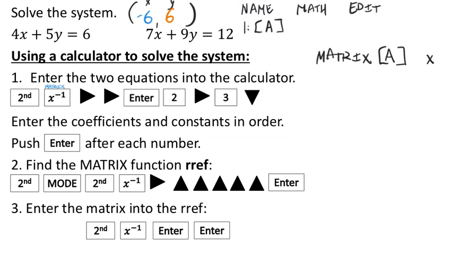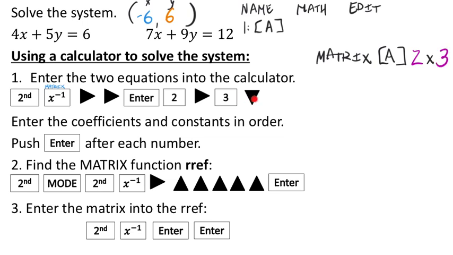Okay, so I would push 2. Then I push over, and then it's going to go into this after the x. And it's asking how many spaces or columns you have. Well, up here at the top, you can see that you got an x column, a y column, and then constants. That's what I need. I need 1, 2, 3 columns in this matrix. So I would push 3.